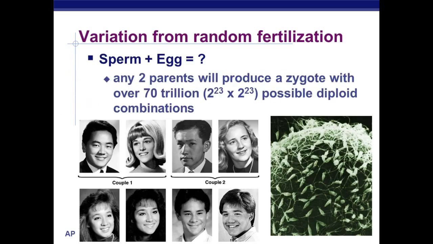And of course, random fertilization. Any 2 parents can produce a zygote with over 70 trillion possible diploid combinations. If we take that 2 to the 23rd power that we talked about from our random assortment of chromosomes, and we factor in the fact that each individual had 2 parents, that's 2 to the 23rd squared, that ends up over 70 trillion combinations before we factor in crossing over. So another way to think about that, even if crossing over never happened, 2 parents, a particular mother and father, could have over 70 trillion children before any one of them would have to be genetically identical to any other.